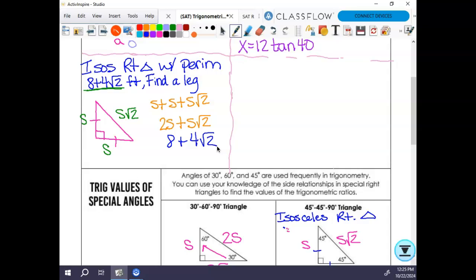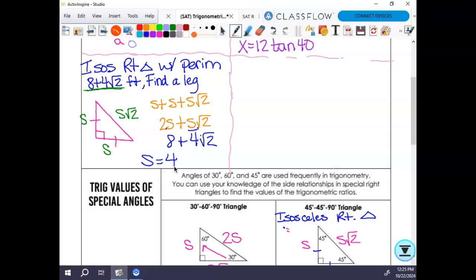And if the orange has to be equal to the blue, what does S have to be? 4. Okay? You can look at it one of 2 ways. 2S equals 8, and I get 4, or if these are equivalent, clearly that has to be 4, and it's just asking me for a leg, and that is 4.